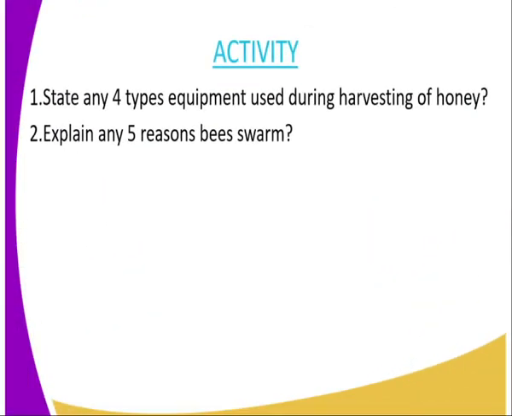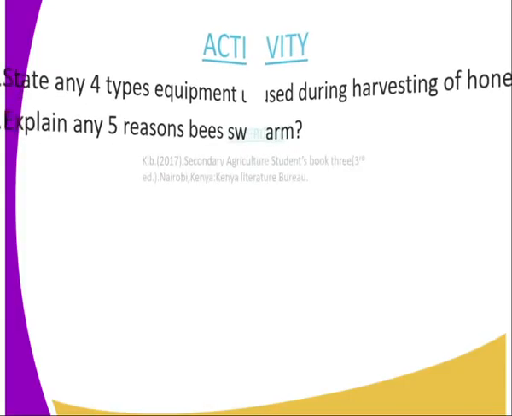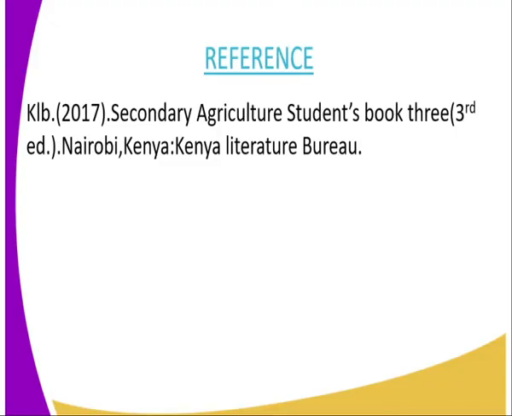We have come to the end of today's lesson, and I will mark the end of this lesson by assigning you some questions. The first question, you are supposed to state any 4 types of equipment used during harvesting of honey. Then number 2, explain any 5 reasons why bees swarm. Then for reference, you can refer to Secondary Agriculture Student Book 3, and the publisher is the Kenya Literature Bureau.